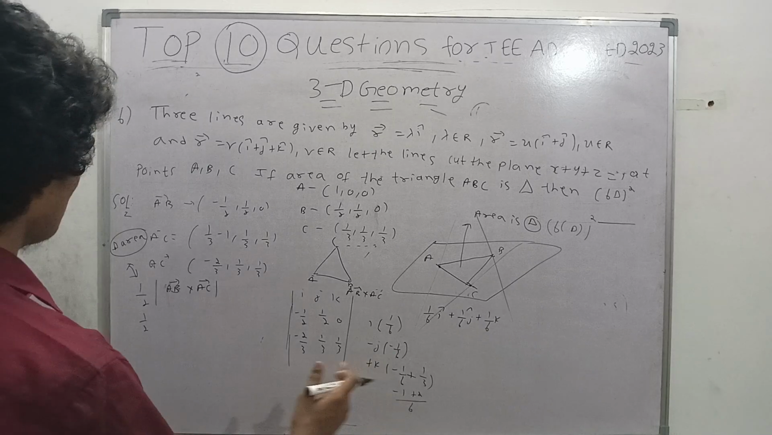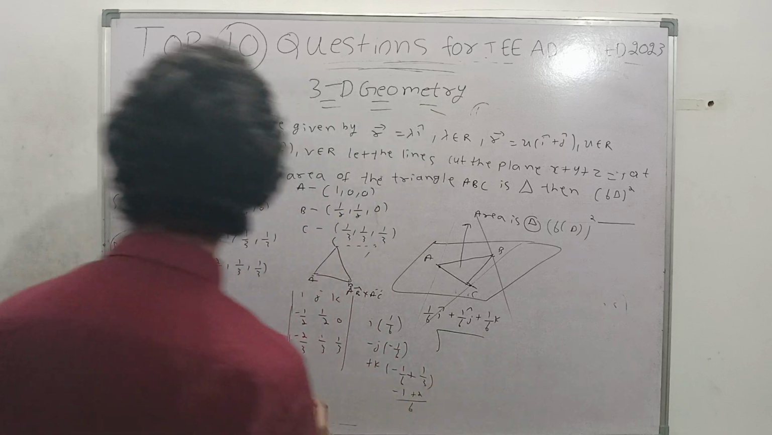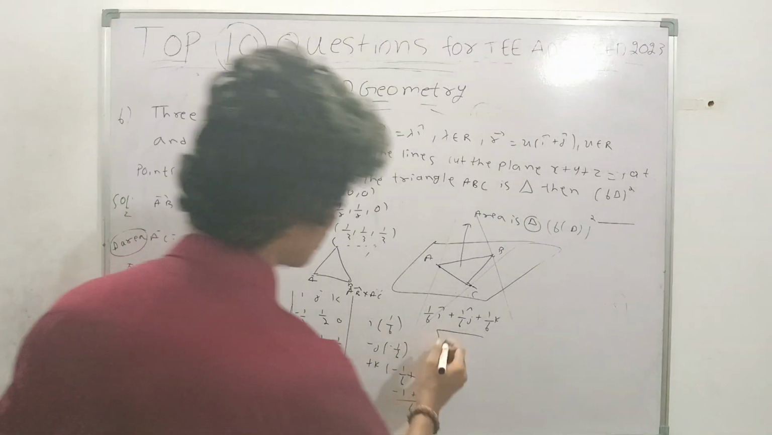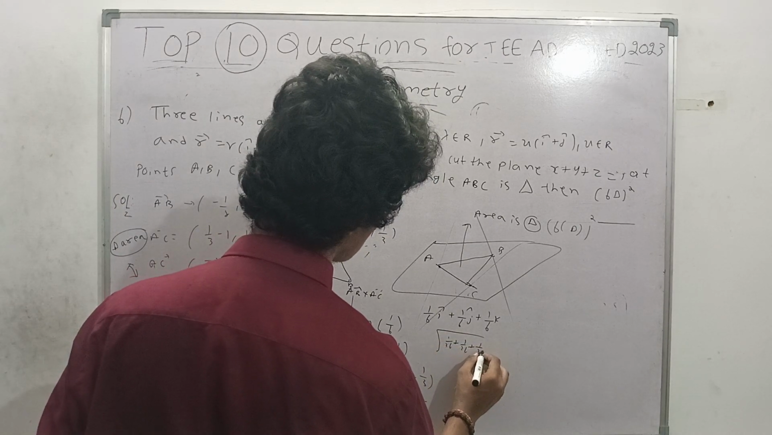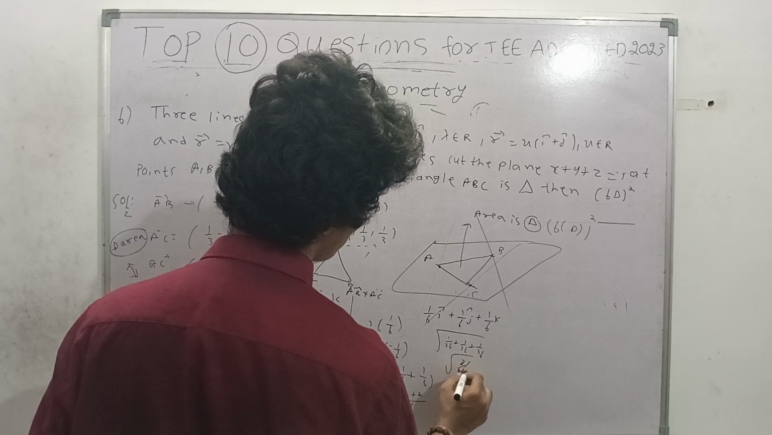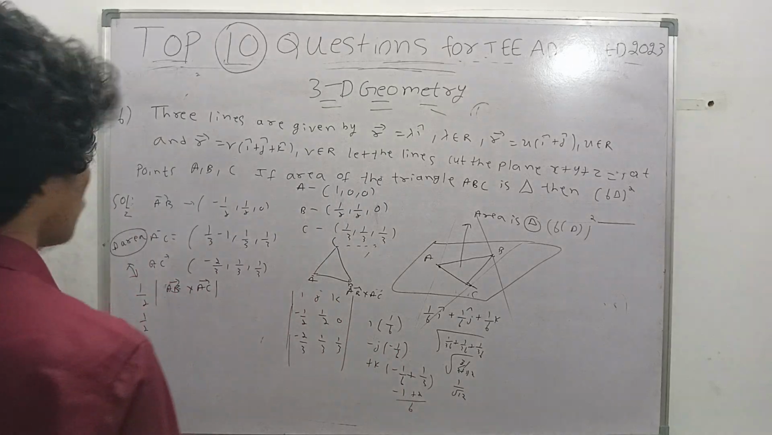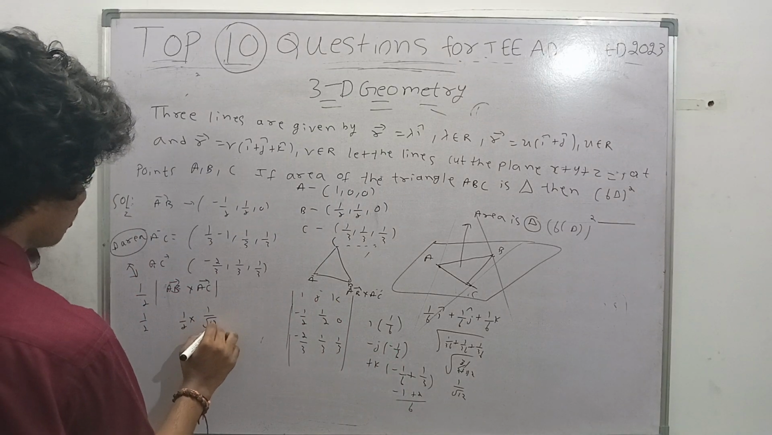Now simply we have to find the modulus of this cross product. What is the modulus of this? It is the square root of 1 by 36 plus 1 by 36 plus 1 by 36. So what we got? We got 3 by 36. It will be 1 by 12, that is 1 by root 12. We got 1 by root 12. So half into 1 by root 12.